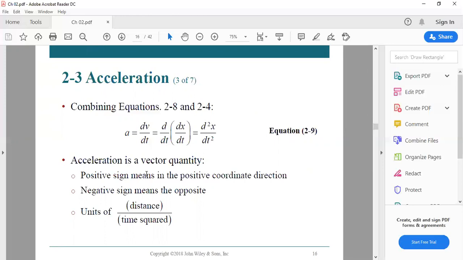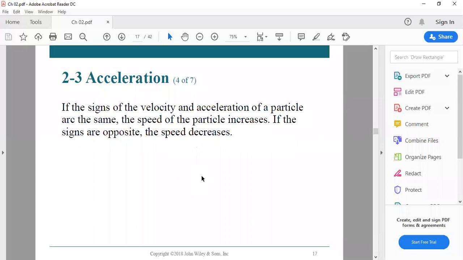Acceleration, like velocity, is also going to be a vector quantity. So the positive sign means that you're moving in the positive coordinate direction. Negative means you're moving in the opposite. And it's going to be units of distance over time squared. If the signs of the velocity and acceleration of a particle are the same, the speed of the particle increases. If the signs are opposite, then the speed decreases.